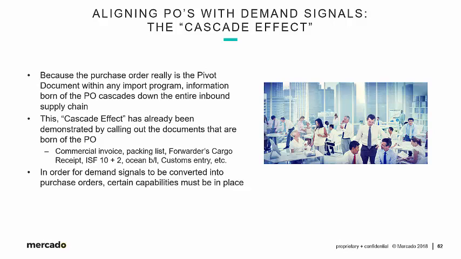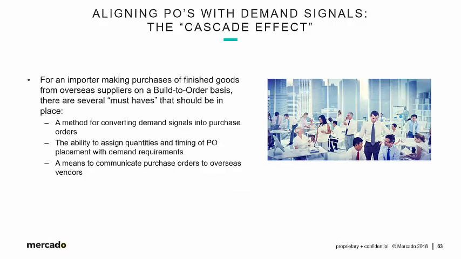Last bullet on this slide, in order for those demand signals to be converted into purchase orders, certain capabilities must be in place. Sometimes they're manual capabilities. Ideally, they're digital capabilities. Either way, they have to get done. Otherwise, the supply chain will be out of sync. For an importer making purchases of finished goods from overseas suppliers on that build-to-order basis, there are several must-haves that should be in place. We'll repeat, can be manual, it's better off to be digital.